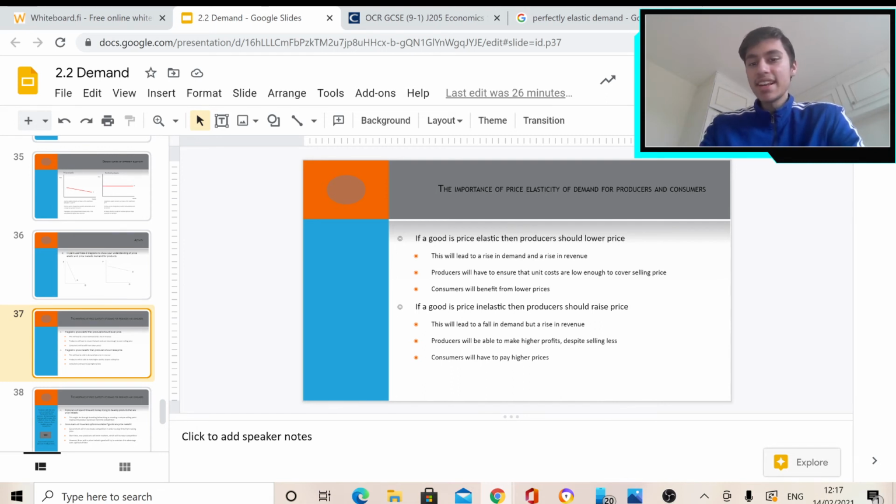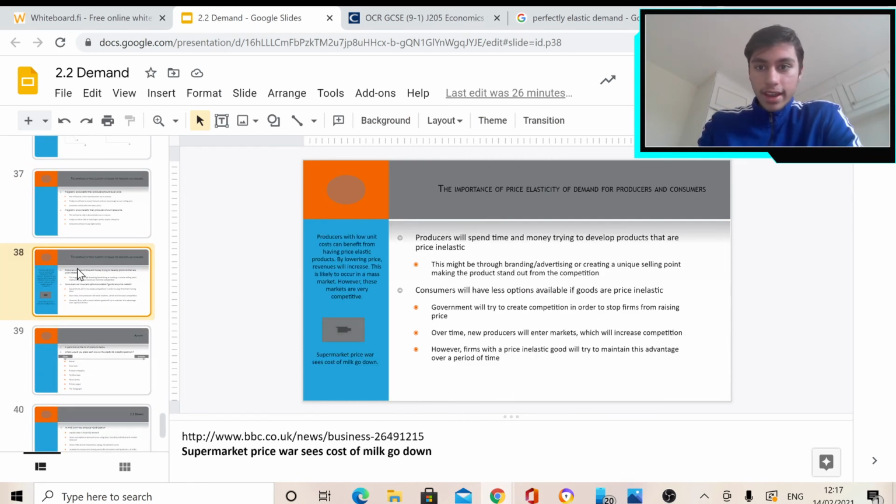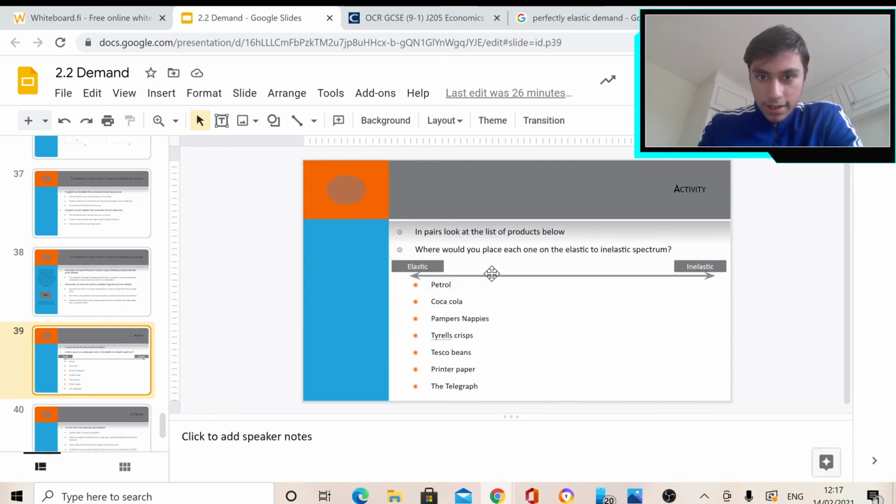And if a good is price inelastic, then producers should raise price because the demand is not going to change by a lot. So this will lead to a fall in demand, but a rise in revenue. Sure, as we saw in this diagram, it's compensated. And producers will be able to make higher profits despite selling less. Consumers will have to pay higher prices. And so yeah, this one you could just read, this is nothing.